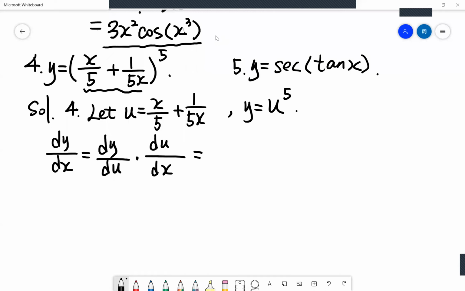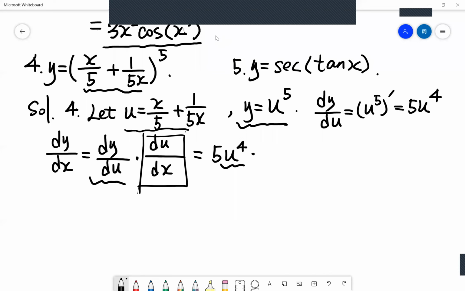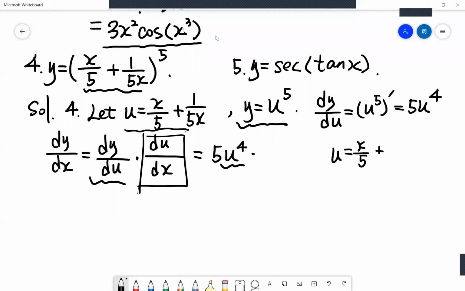So we have first dy/du. dy/du equals the derivative of u to the power 5, right? So that equals 5u to the power 4. And then we multiply by du/dx. And here u equals x/5 + 1/(5x).